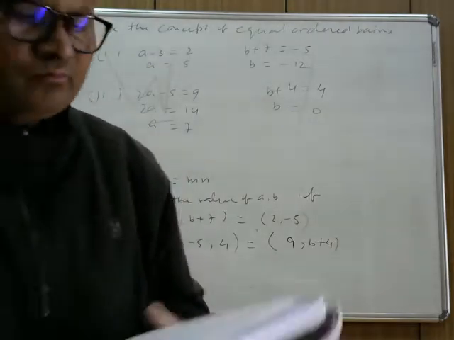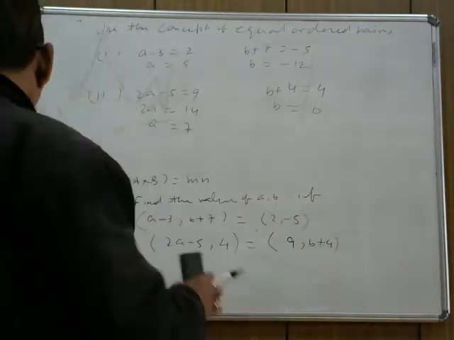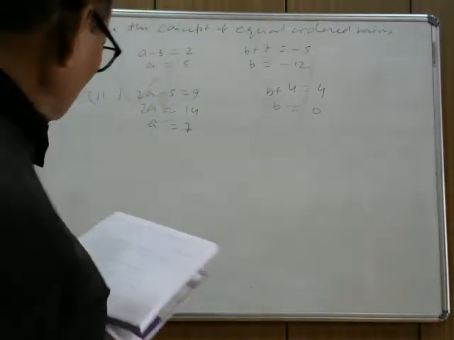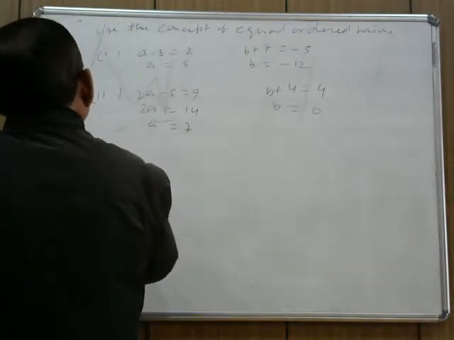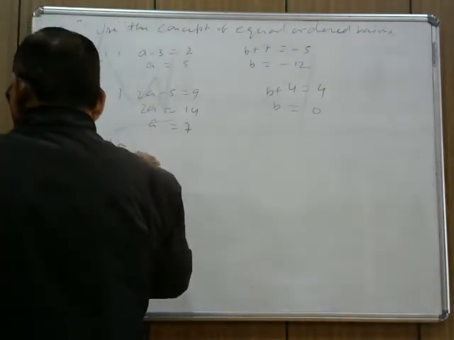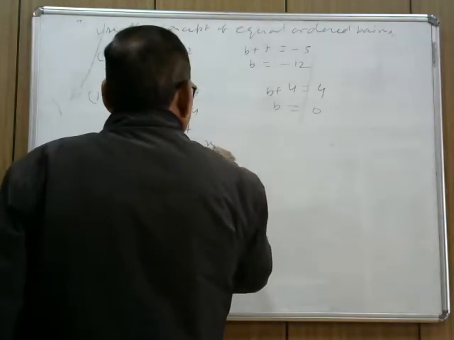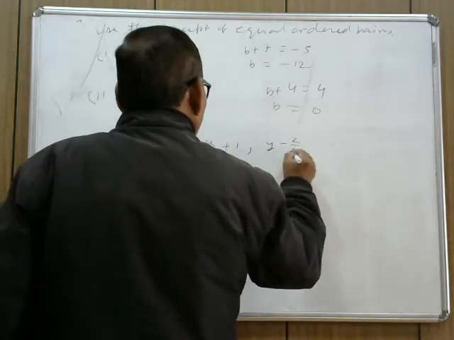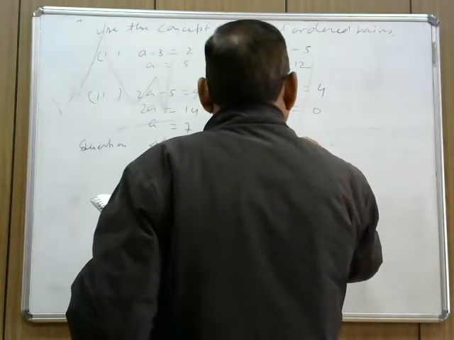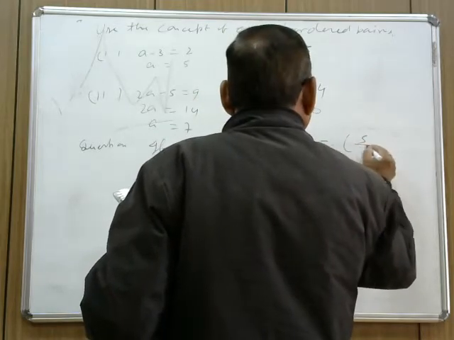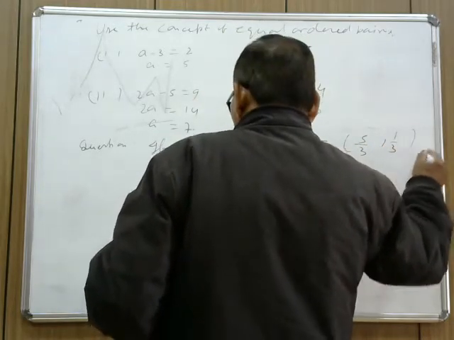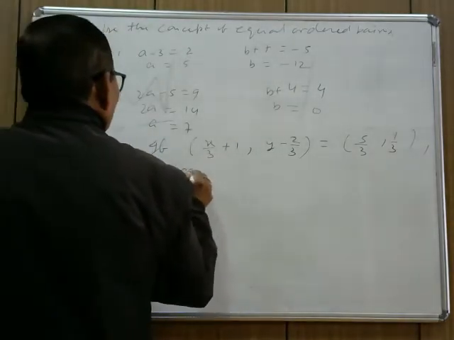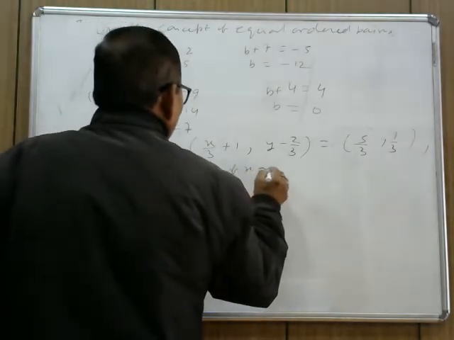Another question, question 2. If (x upon 3 plus 1, y minus 2 by 3) is equal to (5 by 3, 1 by 3), find the value of x and y. That is the question. Find the value of x and y.